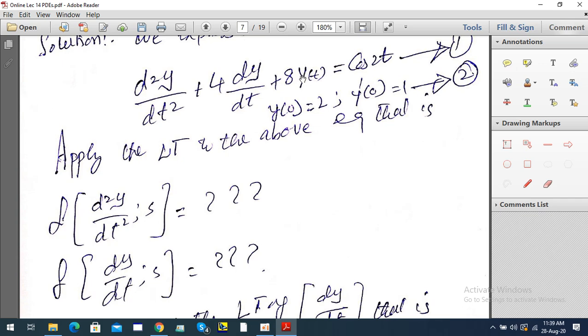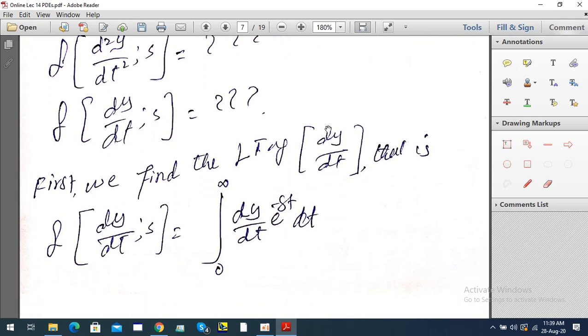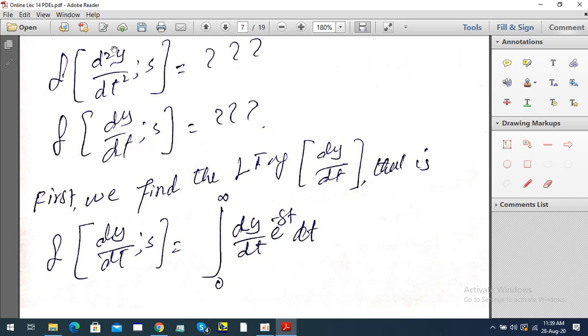You know what will be the Laplace of y of t, of course Y of s, and what will be the Laplace of cos 2t, of course you know this. This is s over s square plus 4. But what will be the Laplace of this? This is new for you. So first we will find the Laplace of this, and then we will find the Laplace of the highest derivative.